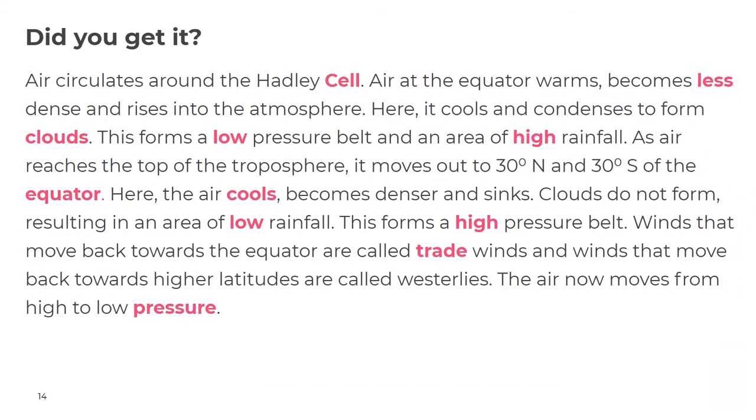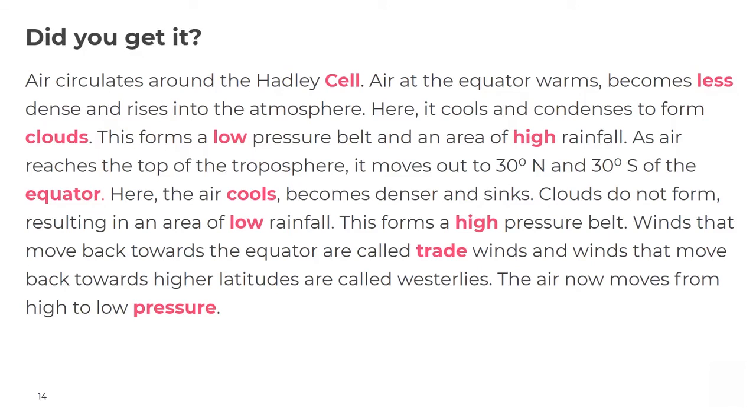So please ensure you've got a different colour pen, and if you've got the answers correct, you can give yourself a tick, and if you need to make any corrections at all, then you can add those in with your different coloured pen. Air circulates around the Hadley cell. Air at the equator warms, becomes less dense, and rises into the atmosphere. Here, it cools and condenses to form clouds. This forms a low pressure belt and an area of high rainfall.